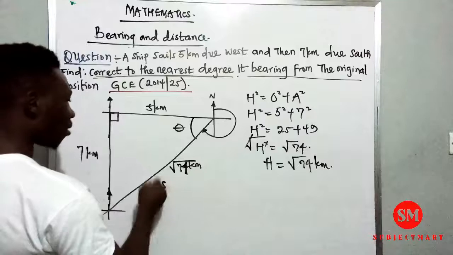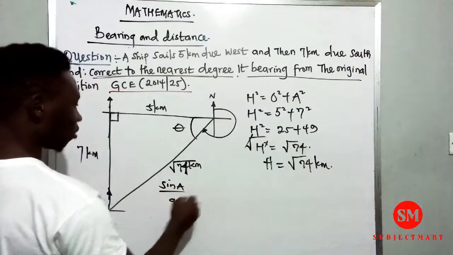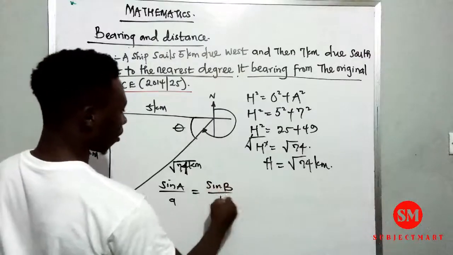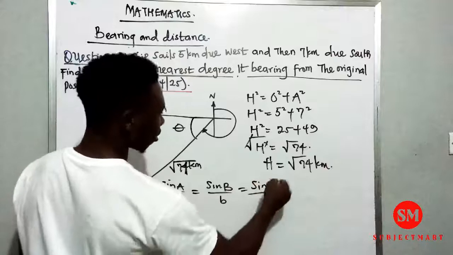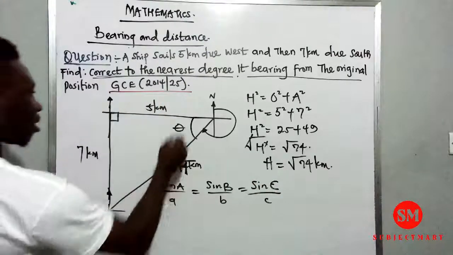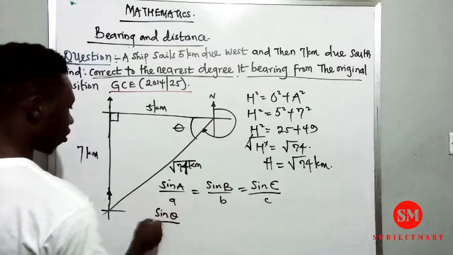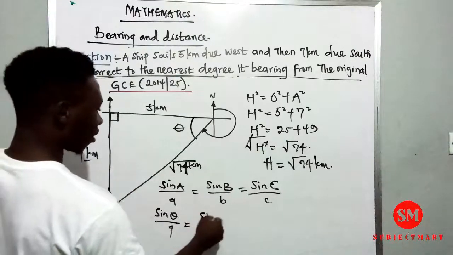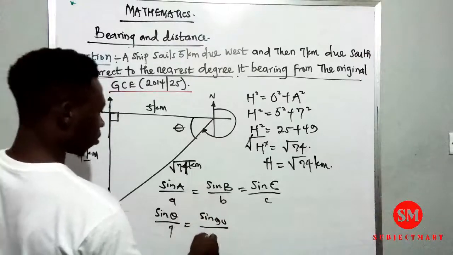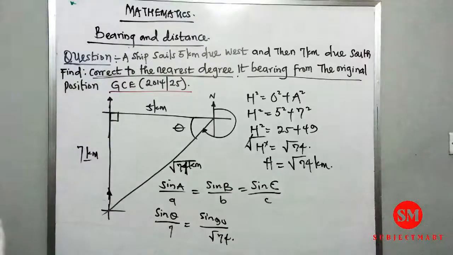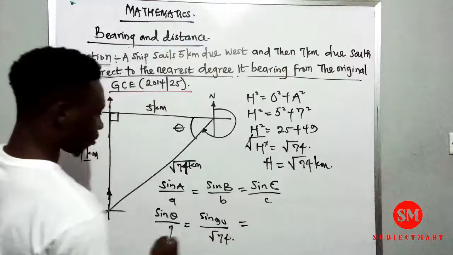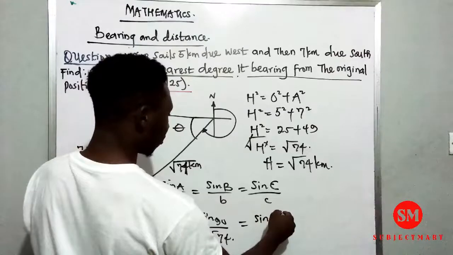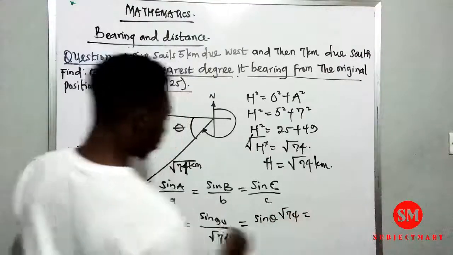The sine formula says sine A over small a is equal to sine B over small b is equal to sine C over small c. So this is the angle. So sine theta over 7 is equal to sine 90 degrees over root 74. At this junction, we'll cross multiply. Sine 90 is going to give us what? You can press your calculator to confirm that. This gives us sine theta times root 74 is equal to 7 times sine 90, which is 1.